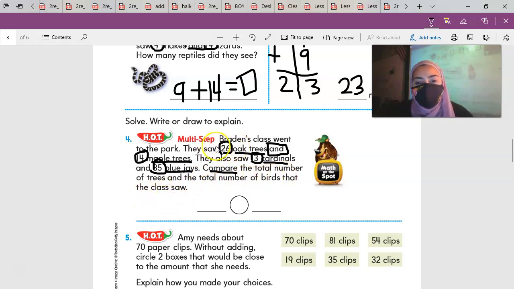So you have to find the total number of trees first, and then you have to find the total number of birds. Remember, and means add. So oak tree and maple tree, so I'm going to write tree. I'm just going to write tree, because if you have just a T, it could be mistaken for a tens, and it would be confusing. So first you're going to add the trees, which is 26 plus 14.